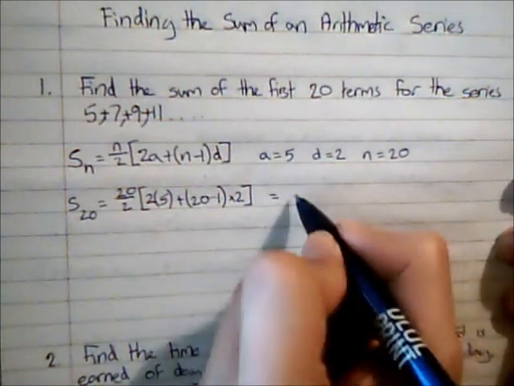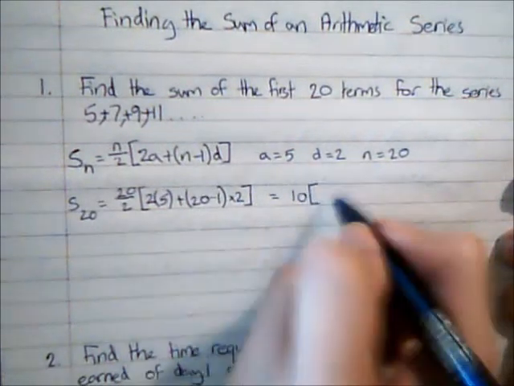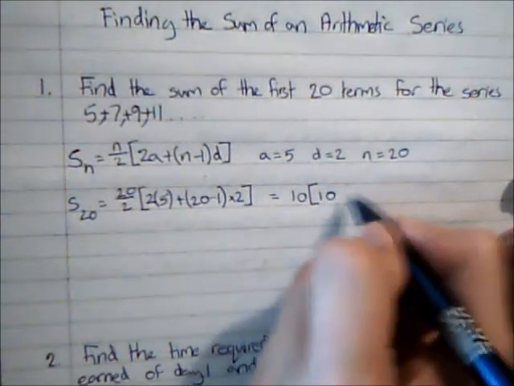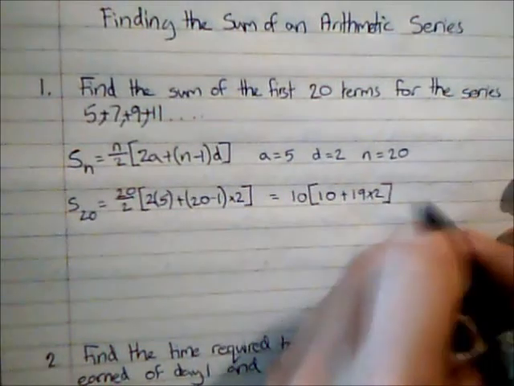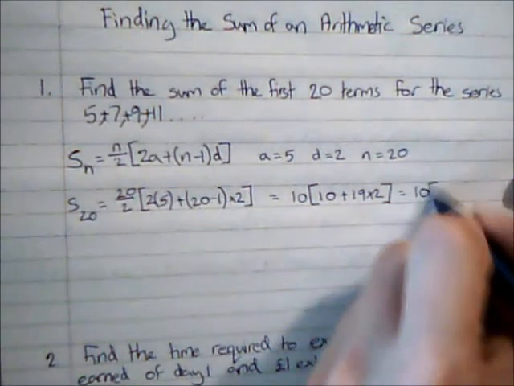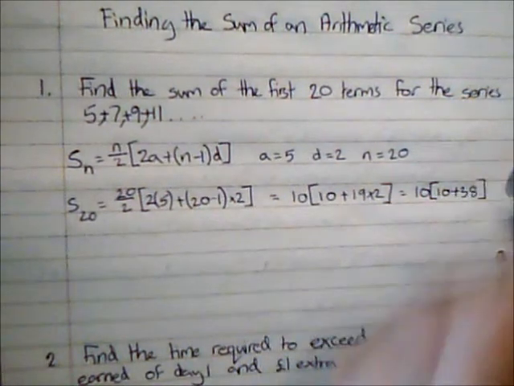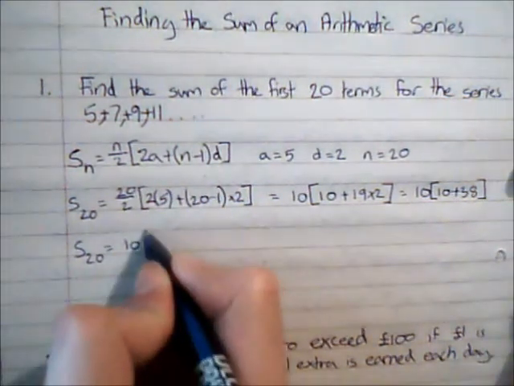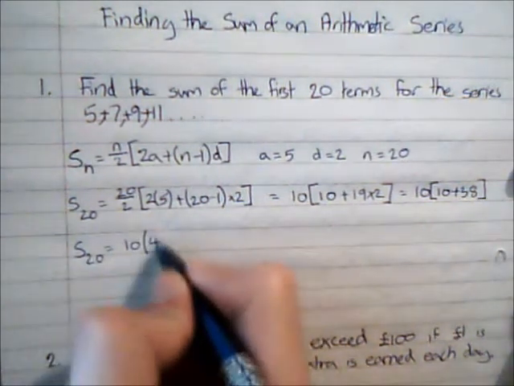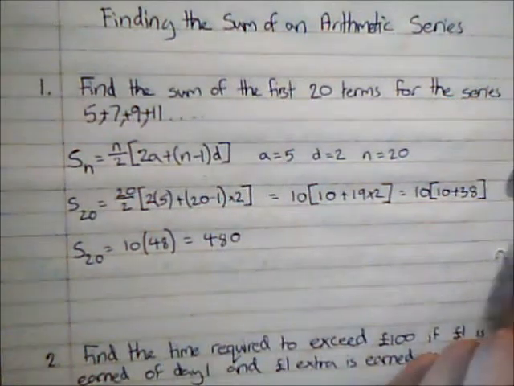So I'm going to simplify that. So 20 over 2 is 10. 2 lots of 5 is 10. Add 19 times 2, which is 10 lots of 10 plus 38, which is 10 lots of 48, which is therefore 480.